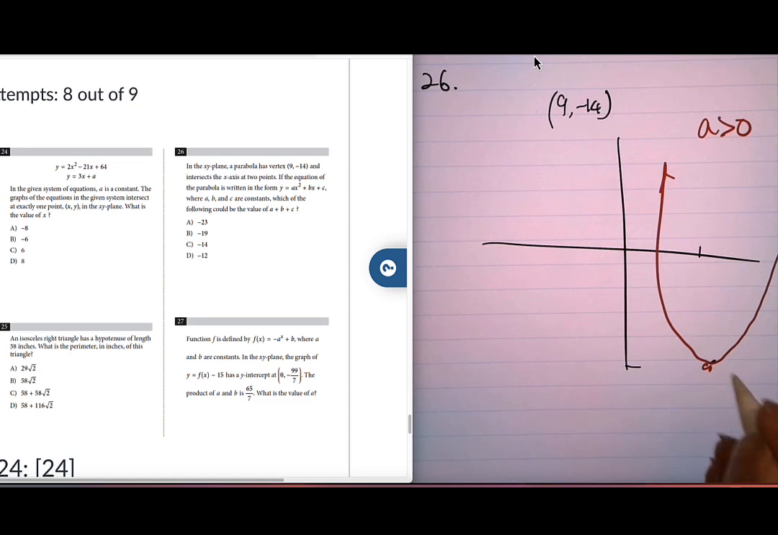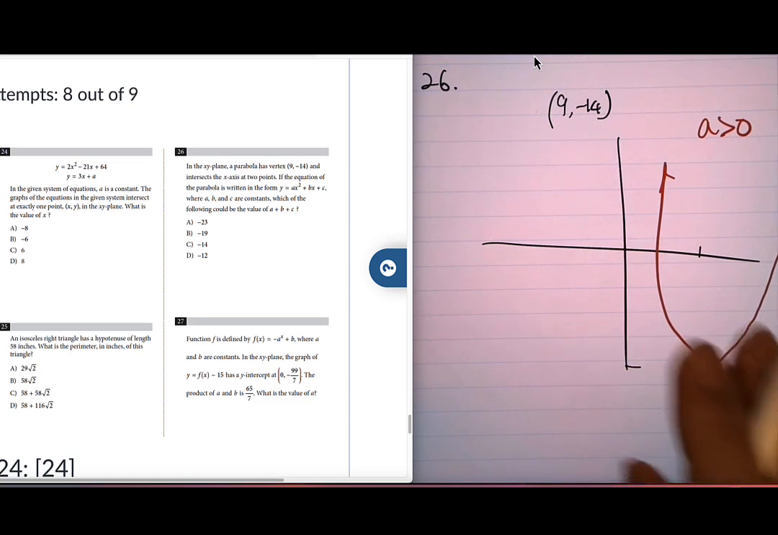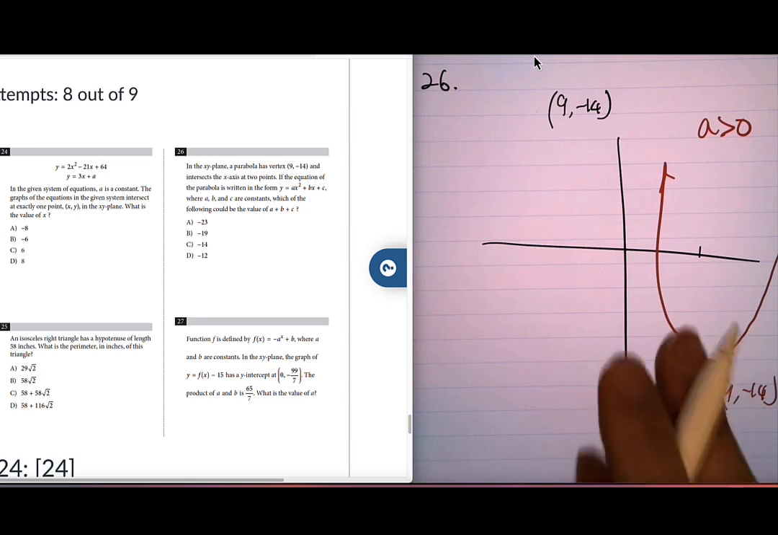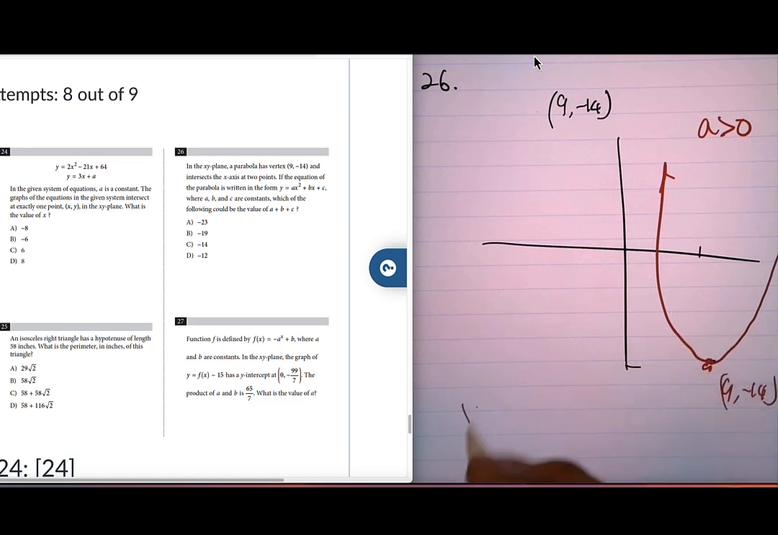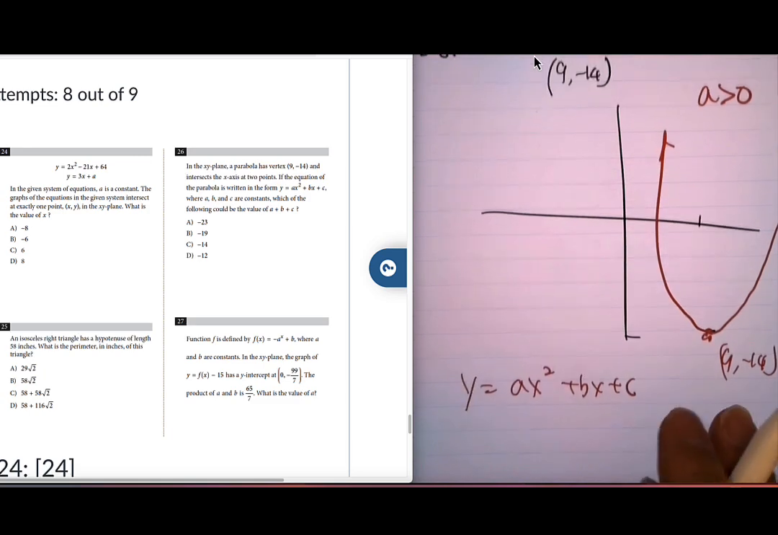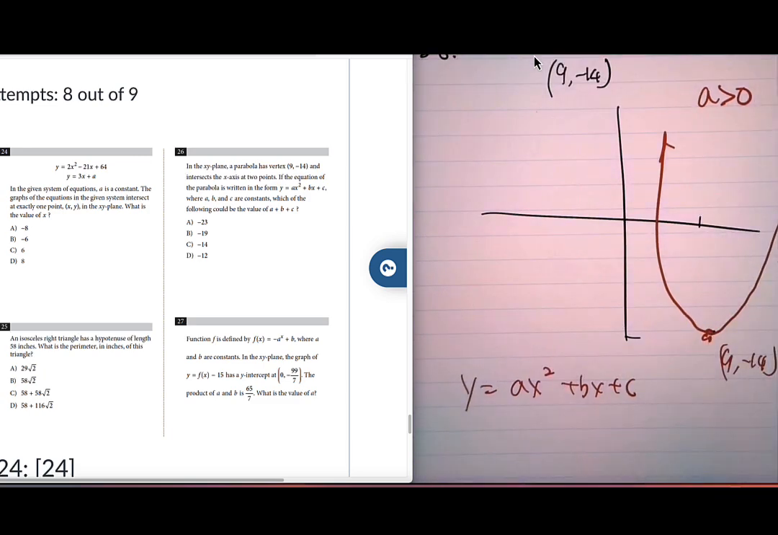And this point here is 9, negative 14, and it intersects the x-axis at 2 points. If the equation of the parabola is written in the form y equals ax squared plus bx plus c, where a, b, and c are constants, which of the following could be the value of a plus b plus c? The ultimate goal is to find the sum of all these coefficients in the quadratic function.